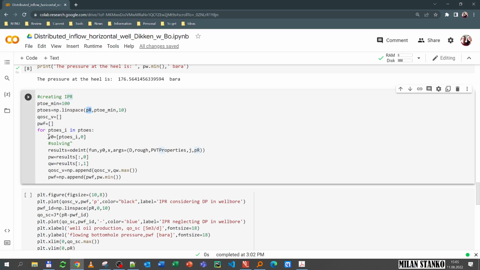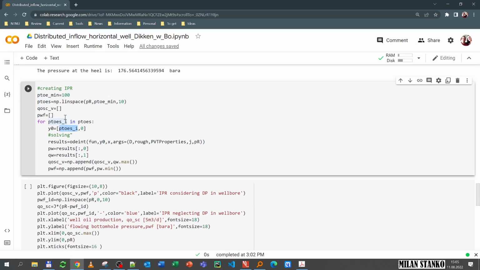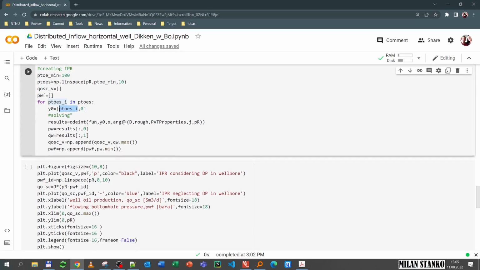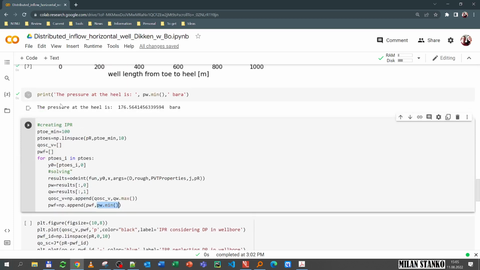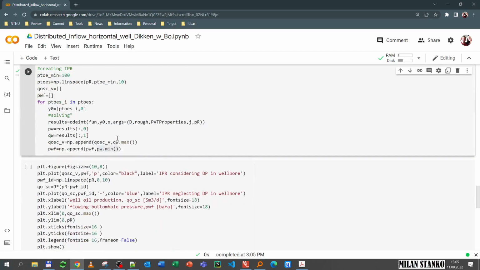For each one of them, this is the initial conditions. The rate at the toe is always going to be 0, but then the pressure at the toe is going to change depending on the number that it has on that vector. Here I'm solving the system of ordinary differential equations. Here I'm reading the results. And here I'm appending the maximum value of oil rate in the wellbore. That will be what is being produced. And then I'm appending also the minimum value of the wellbore pressure, which is the flowing bottom hole pressure. So I'm running that process 10 times to find these 10 points.